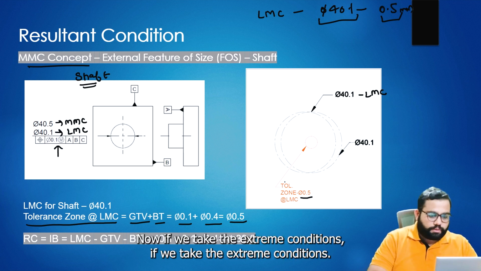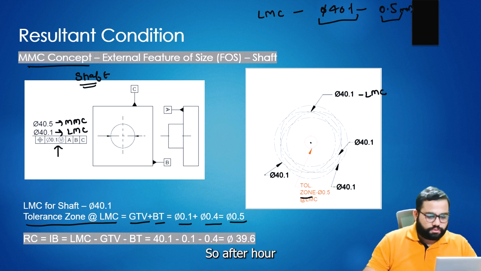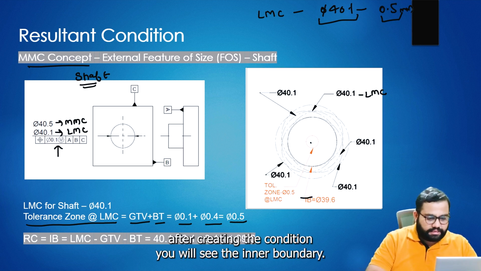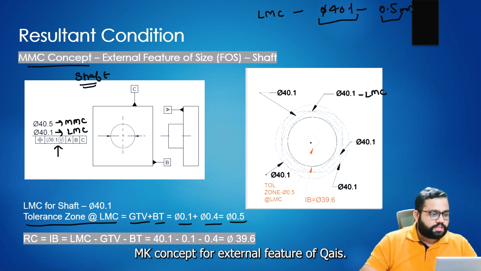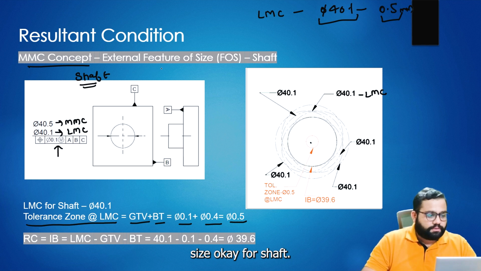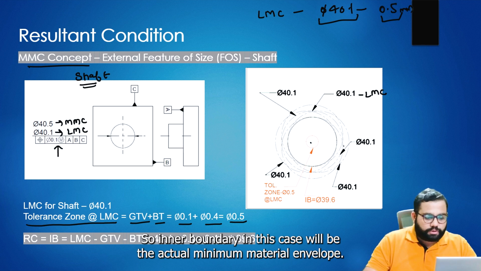Now if we take the extreme conditions, you will see the inner boundary. This is the MMC concept for an external feature of size. For the shaft, the MMC concept will be the inner boundary, which in this case will be the actual minimum material envelope.